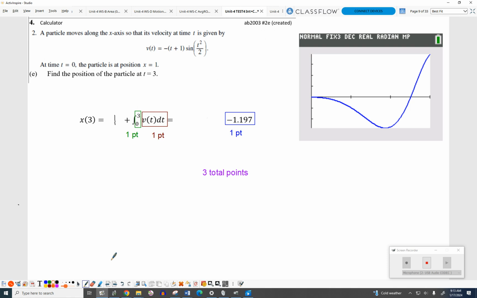Anybody else? If I didn't say x of 3 equals that, would that lose me a point? So you wrote, it's like we just keep erasing things. Is that what you had? Yeah. In this problem, they'll give you full credit. But in some future problems, you would lose points because it can be confusing. You're not telling the grader what you're finding. Does that make sense? So a better habit is to tell them what you're finding. 3 points for Annie for asking.